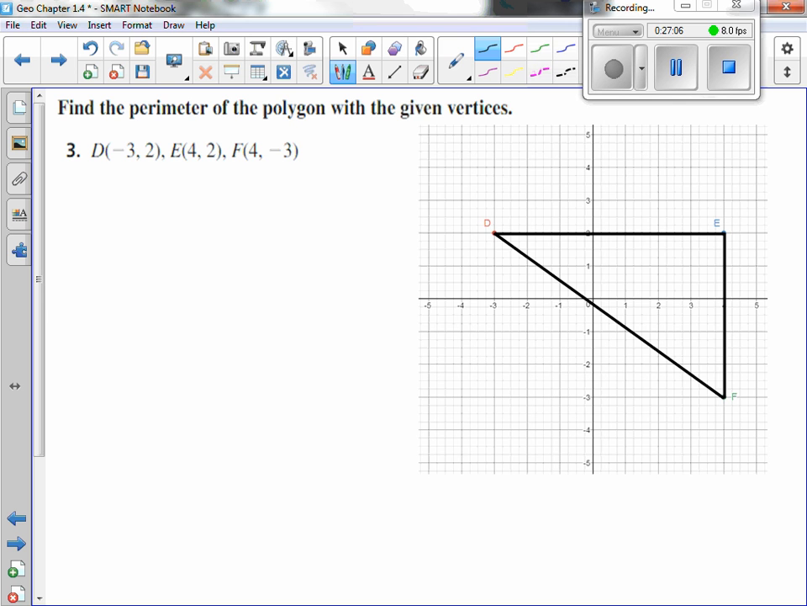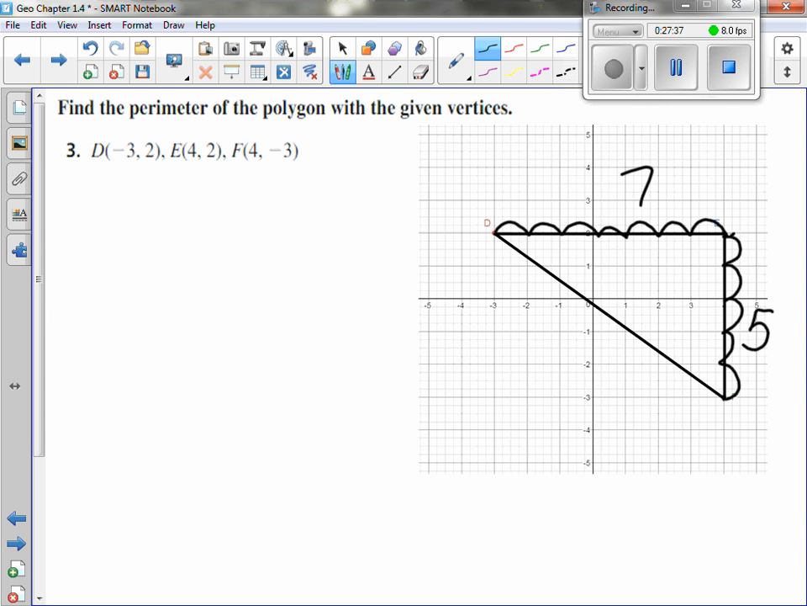Because D to E is straight across, so we can count. 1, 2, 3, 4, 5, 6, 7. I'm not going to count the little squares because the little squares actually aren't 1. It's the darker lines that are 1. So D to E is 7. Well, E to F, again, is a straight line. We've got 1, 2, 3, 4, 5. What's the only one we don't know?